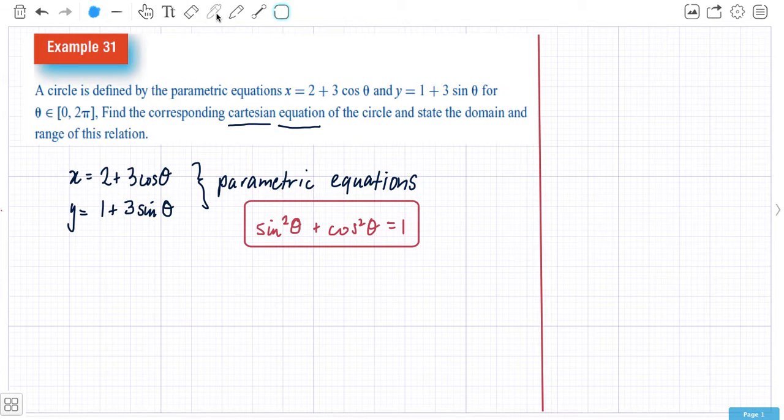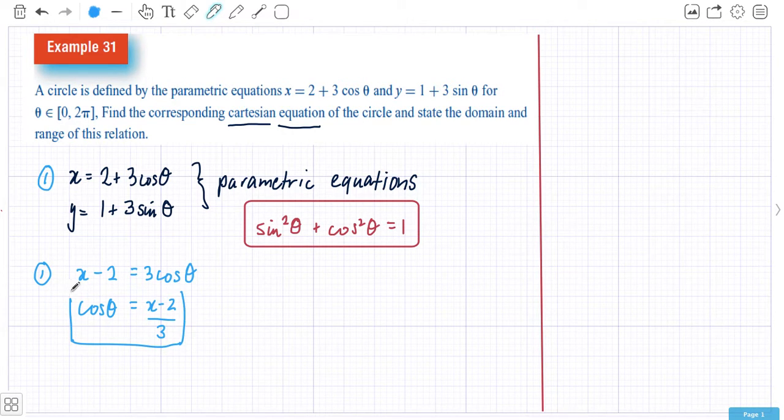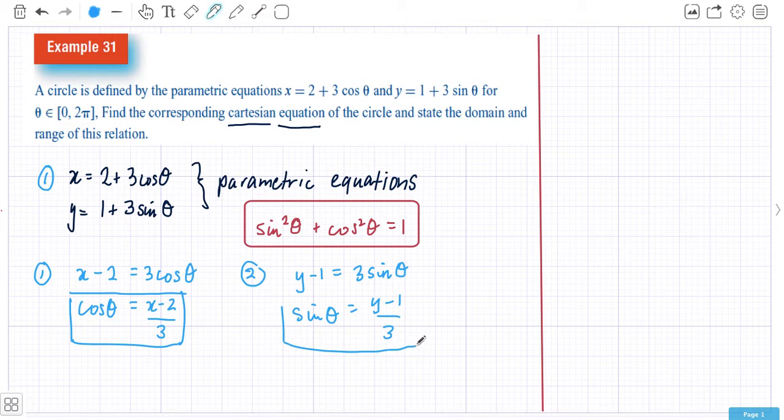So what I'm going to do is take the first expression that I've got, this x, I'll call this expression 1, and I'm going to solve it for cos theta. Okay, so what I'm going to do is take the 2 to the left side, and I'm then going to divide both sides by 3. So I have this. That's my first part here. The second thing I'm going to do is look at the second equation. I'm going to solve this now for sine theta. So 1 to the left and divide both sides by 3. And that gives me this equation here.